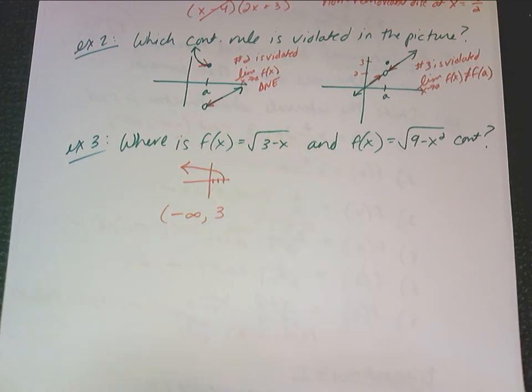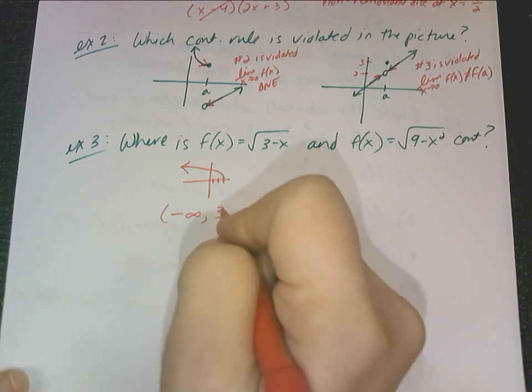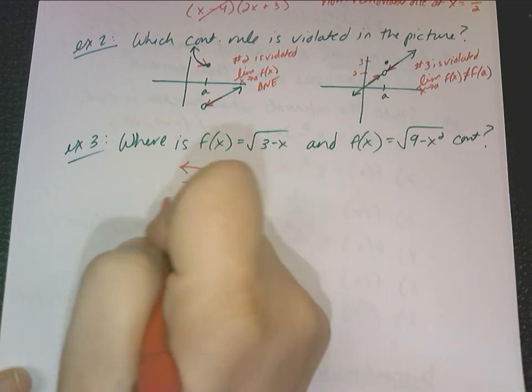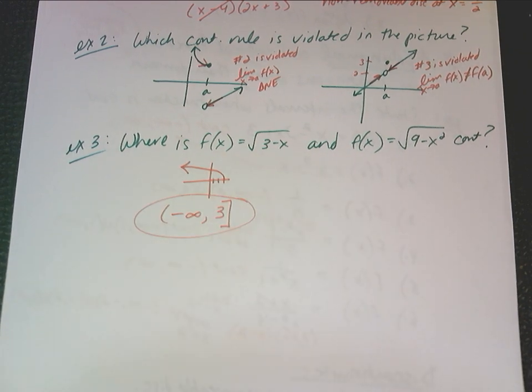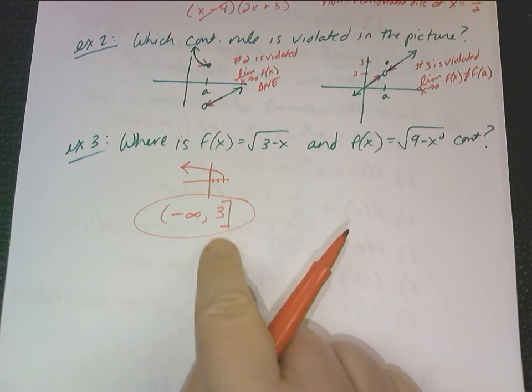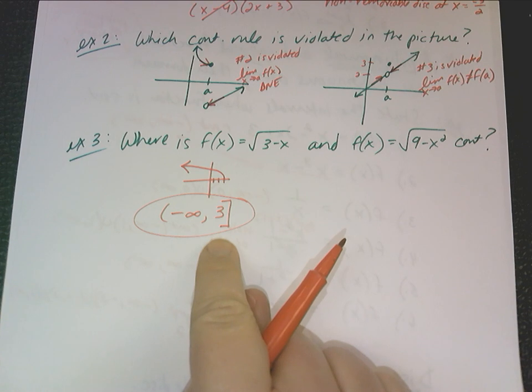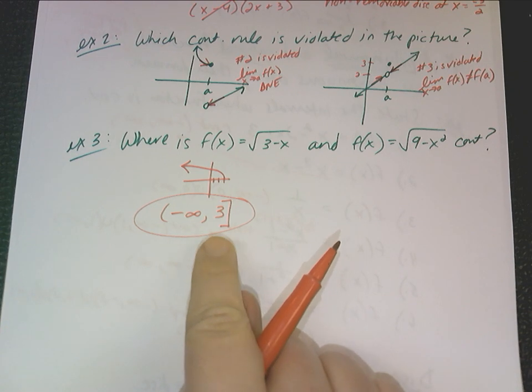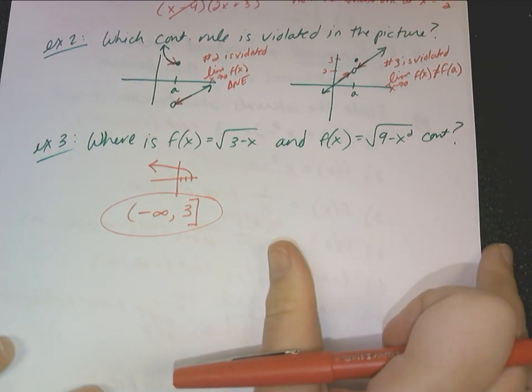Here's the only difference. Can x be 3? Yes, I can. I'm allowed to take the square root of 0. This is called one-sided continuity. So brackets and parentheses are going to become important in this, and you've got to be careful. This is a bracket.